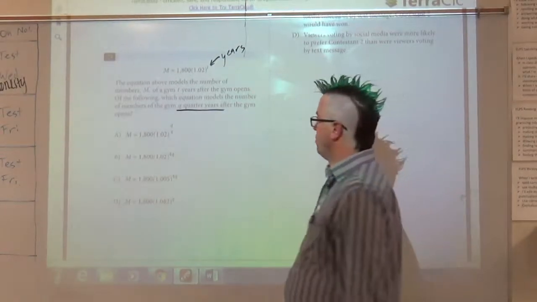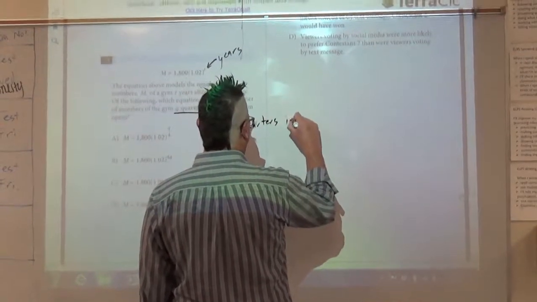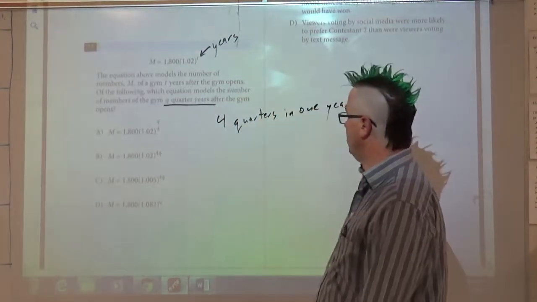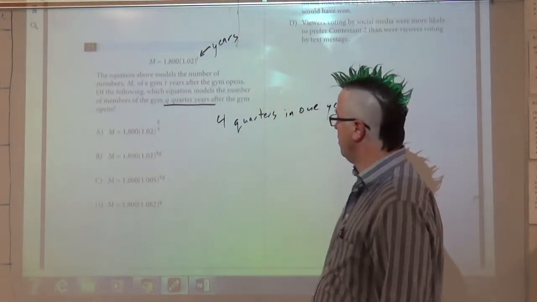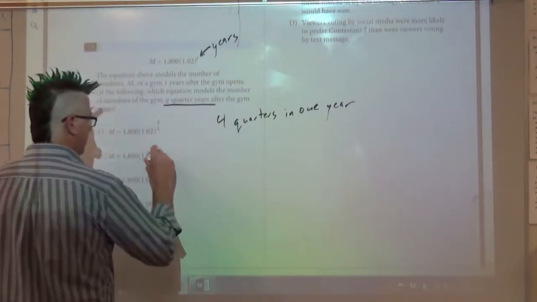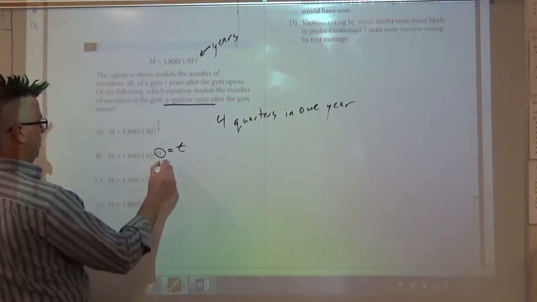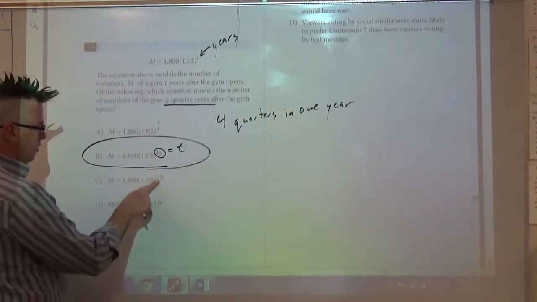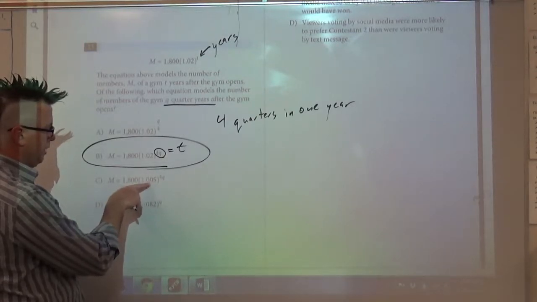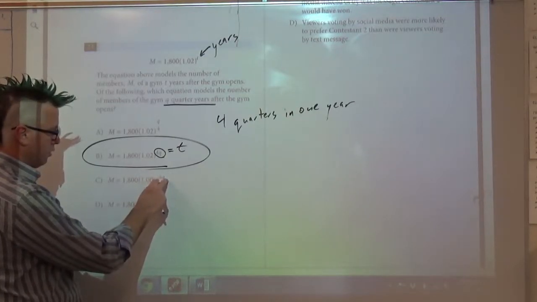There are 4 quarters in 1 year. Each quarter is 3 months. Not really useful for this, but it matters a lot on Wall Street. So 4q is going to be equal to t, so this is going to be our answer. This one has 4q, but they changed the growth rate here. You would need to do that if you were doing quarterly, but this is 4q, so that's not going to be equal.